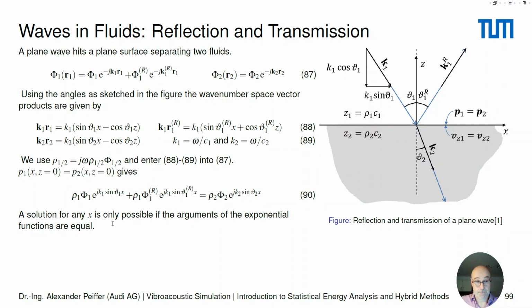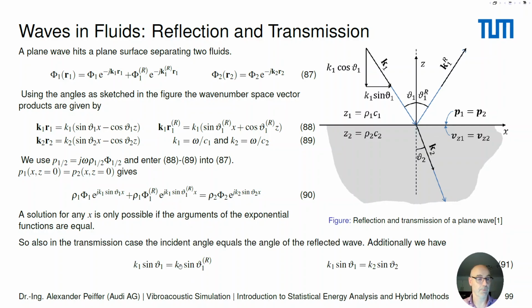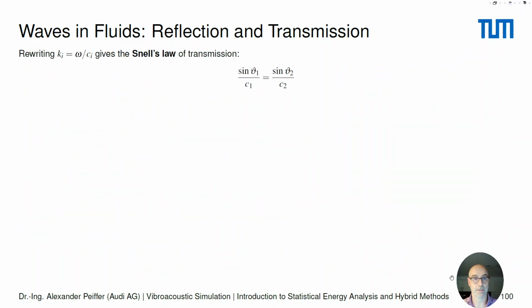So again, this solution is only possible for any possible x if those exponential functions are the same. So we get logically the same reflection factor condition as above, but we get a different condition related to the transmission. This is the refraction condition, and we have to fulfill this condition here. So this product has to be the same as this, and this leads finally to the well-known so-called Snell's law.